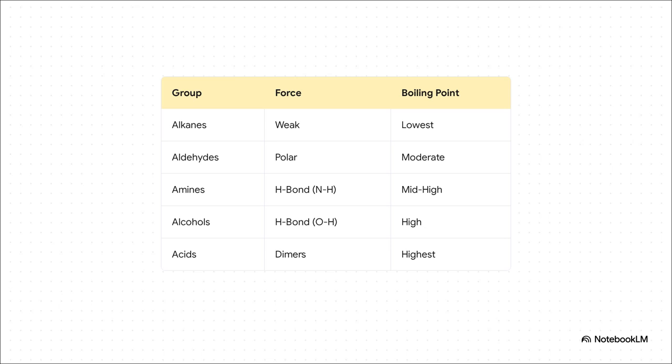Then, hydrogen bonding kicks in. The NH bonds of amines push higher, followed by the even stronger OH hydrogen bonds of alcohols and phenols, and sitting right at the absolute top, the intense dimer hydrogen bonding of carboxylic acids gives them the highest boiling points of all. The stronger the intermolecular forces, the higher the boiling point. It really is an elegant, unbroken rule.